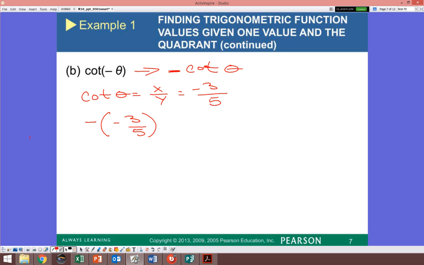So it'd just be positive? Yes, my cotangent is a negative here, and I take the opposite of that. So that means it's going to end up with a positive 3 over 5.